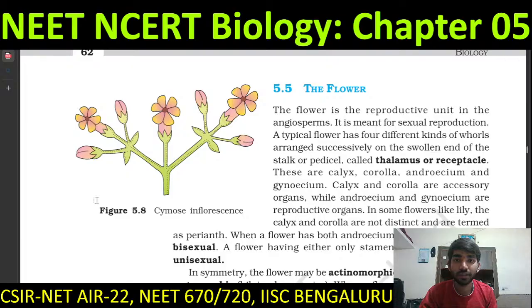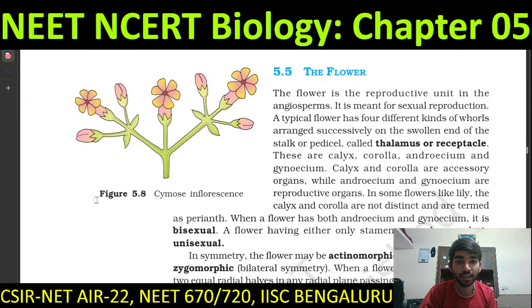Then next, coming to the structure of flower. So I told you about this shoot apical meristem getting converted to floral meristem. But what are the different whorls? Already I told you, but here they are going to talk about that in a bit more detail. The flower is the reproductive unit in the angiosperm. So that is why the conversion of SAM to floral meristem is very important. Otherwise, how will the plant reproduce sexually? It is meant for sexual reproduction.